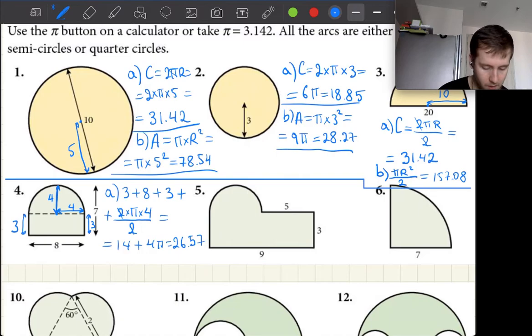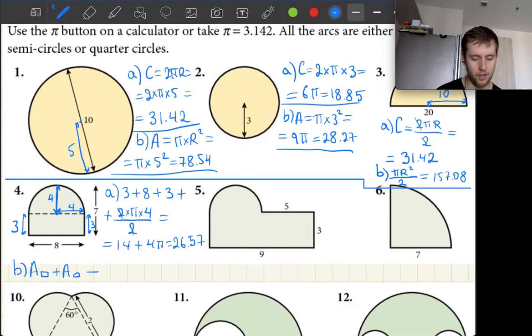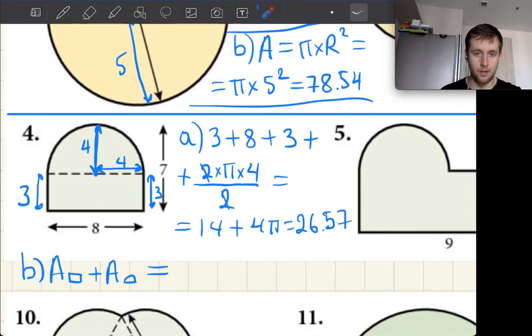Okay, and as to the second part, we have to find the area. So in this case, area is going to be area of rectangle plus area of this semicircle. Right, so again, area of this rectangle plus the area of the semicircle. Let's figure this out. I'll probably zoom in a little bit.